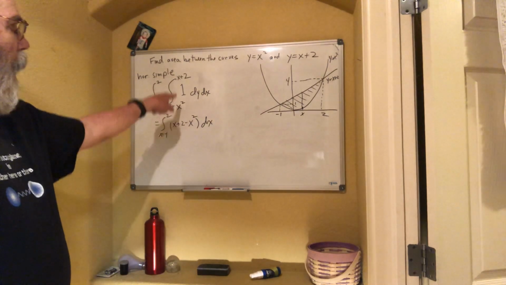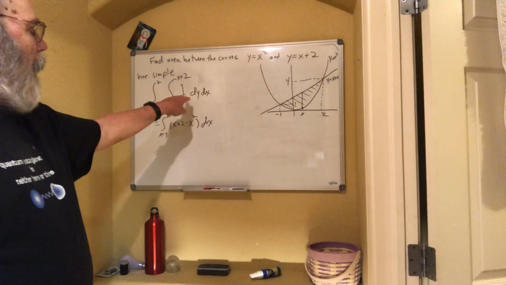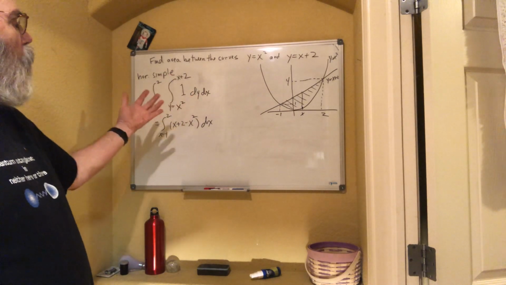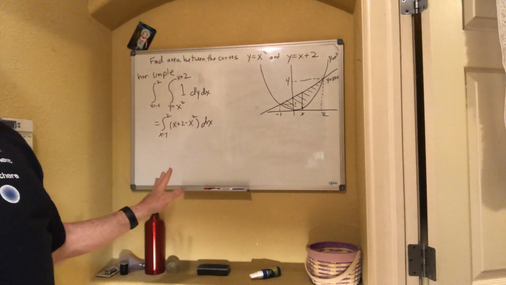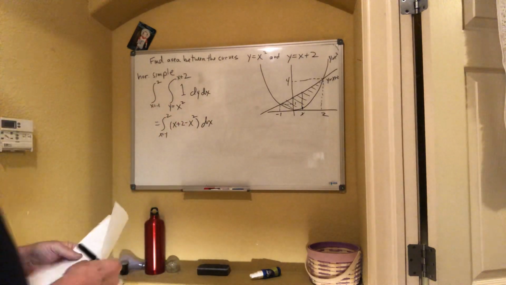All right, so I did the y integral from here to here, right? When I integrate up dy, I just get y. So that says x plus 2 minus x squared. All right, so there you go.